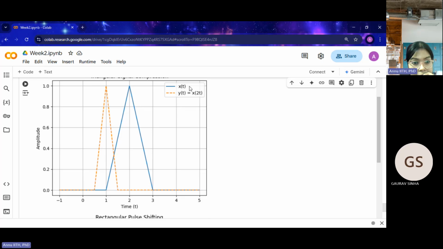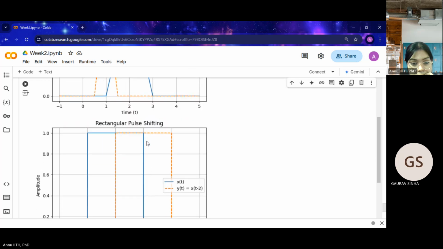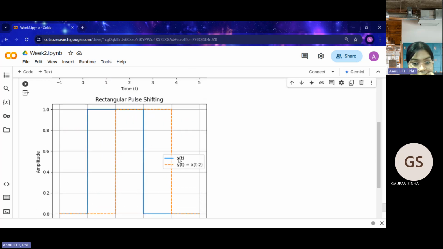You can see x(t) is this one and x(2t). So 1 by 2, and since it's a 2, 1 by 2 is 0.5. It got shifted here. And 3 by 2, 0.1, so it got shifted here. Now x(t) is this and x(t minus 2). This is minus, so it is going here. So it is shifting to the right, and it got shifted here.